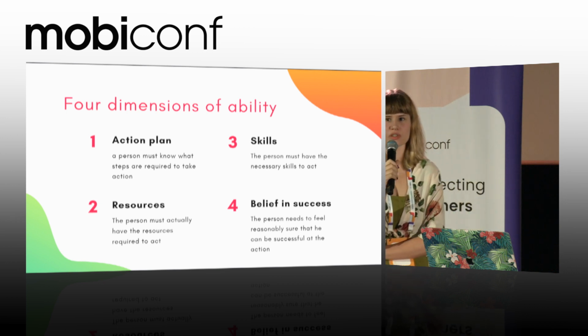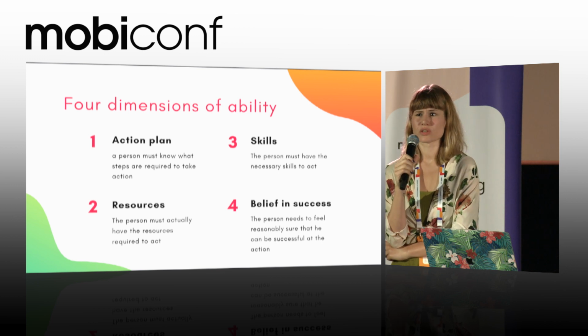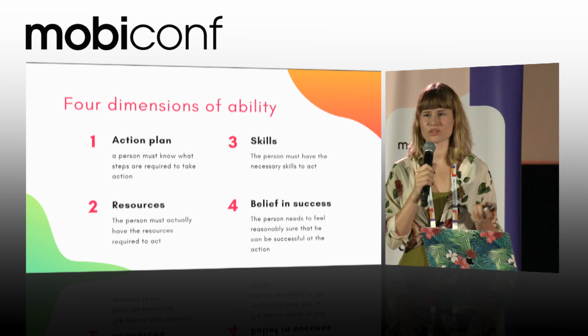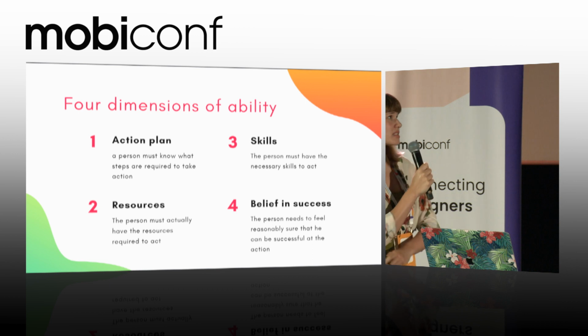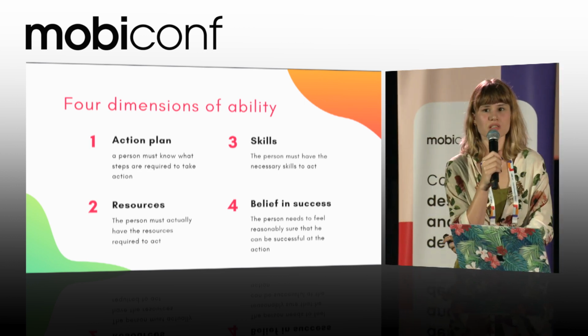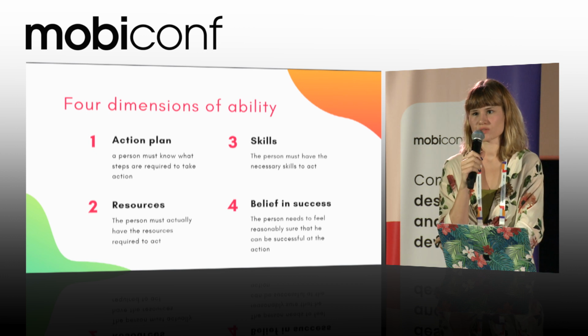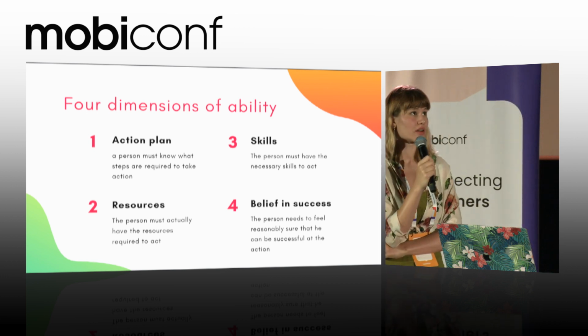So it's the same with going to the gym. If we don't know how to train properly, if we don't know the exercises, we don't have the training plan, then probably we will not do it because we don't even know how to start. The second thing the user has to have is the resources. So this person must actually have the resources to act. So for example, if I want to go to the gym, I need to be able to pay for the training, right? Or the personal trainer.